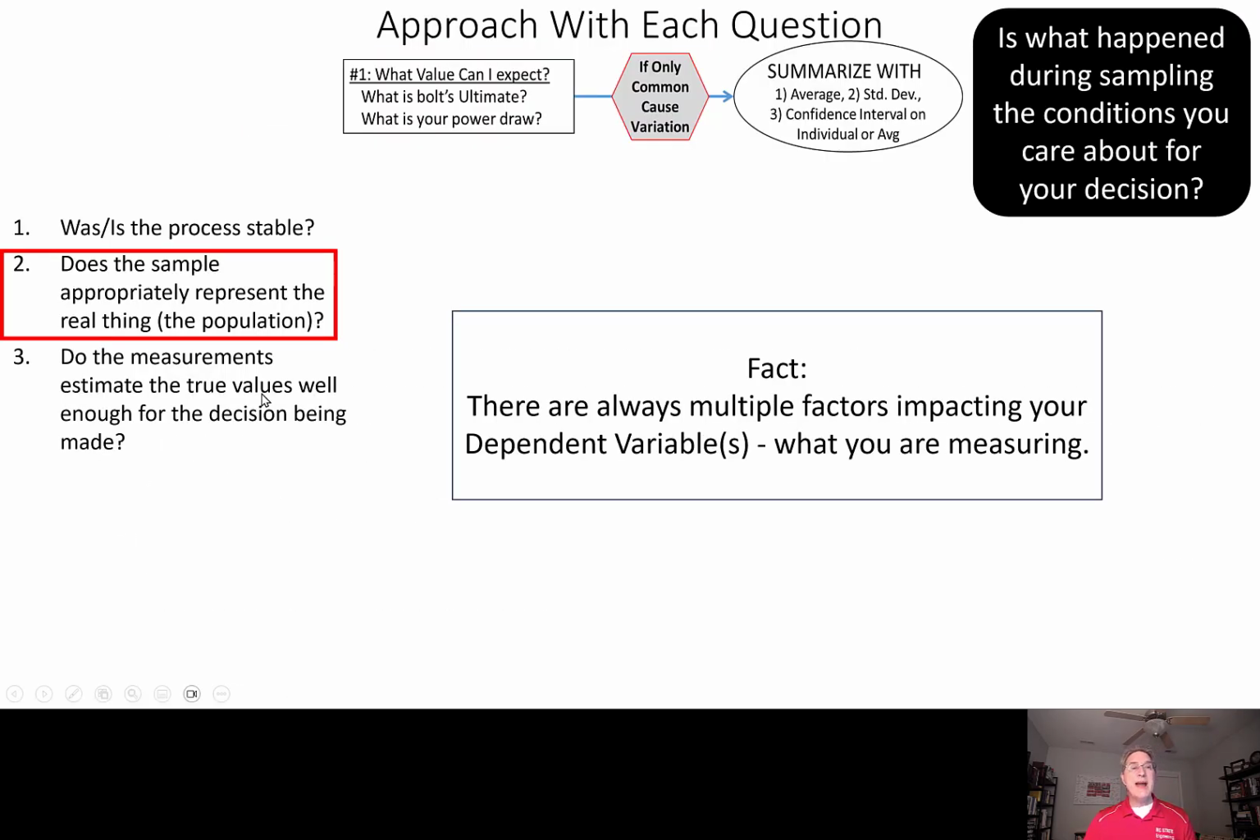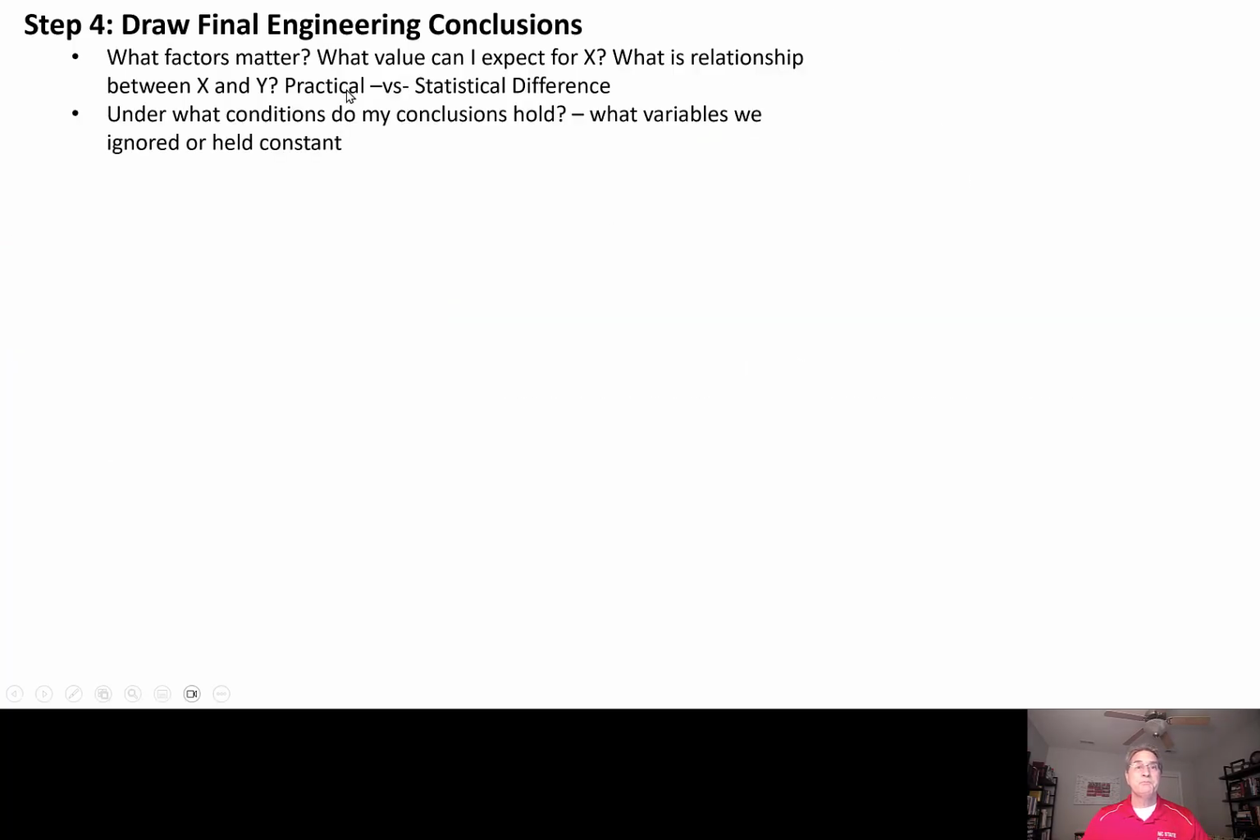And this jumps back to when I was telling you what we really focus on with this first question, what can I expect out of you? It really goes down to what happened during sampling, the conditions you care about for your decision. You need to design your experiment so that's the case. So when you get finished analyzing the data, you need to double check your conditions so you know what can I really say. And the best way I know to show you this is with an example.